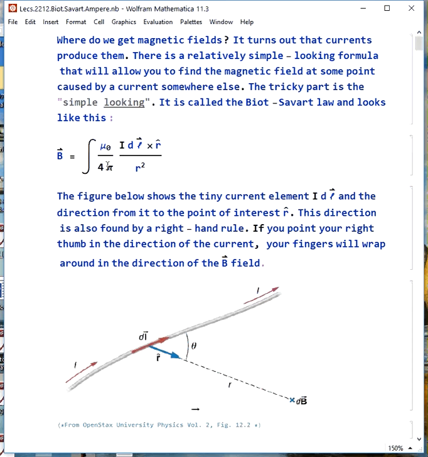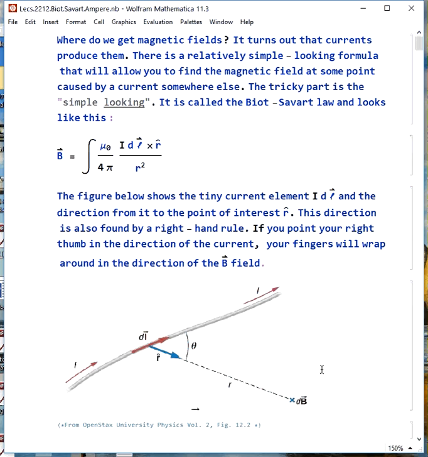We have B is the integral of this mu naught over 4 pi, then I dl cross r hat over r squared, and we can see with this picture from the book what all these pieces are. I and dl are of course in the same direction. This is the current in this tiny little element of wire length, and then r hat is the direction towards this point with the x, which is where we want to know the B field.